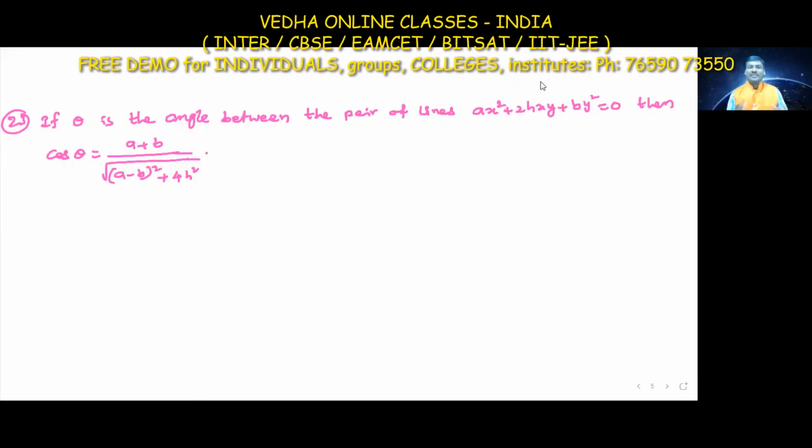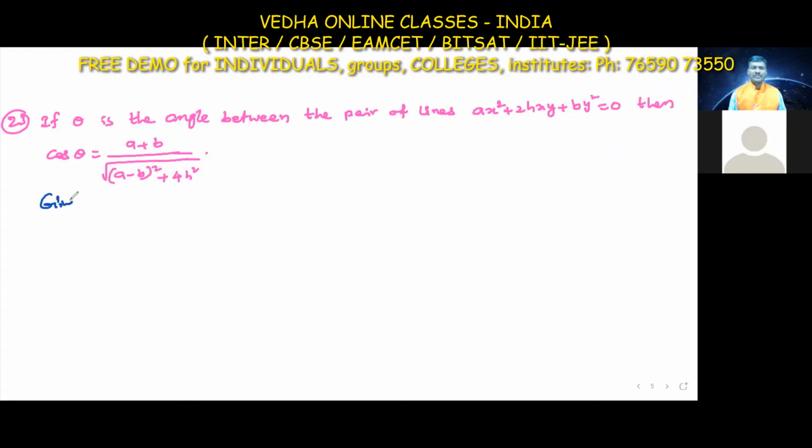If theta is the angle between the pair of lines ax square plus 2hxy plus by square is equal to 0, then cos theta is equal to a plus b divided by root of (a minus b) whole square plus 4h square. Okay, this is the question here. What is given in this question?